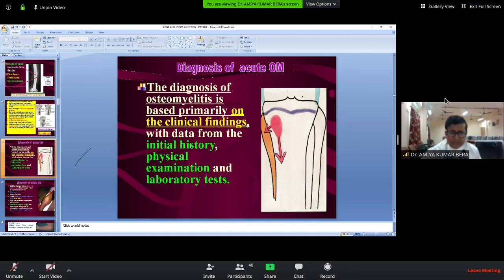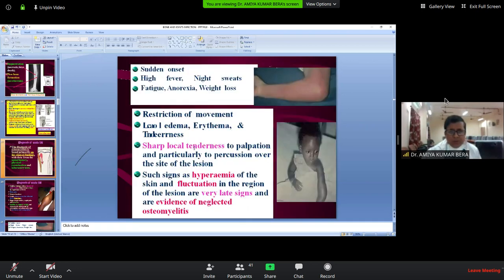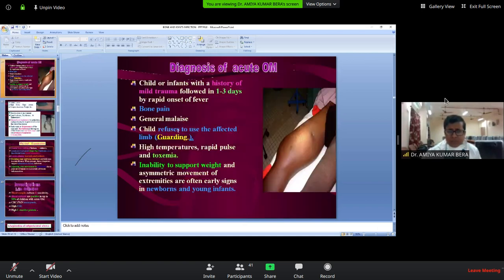Besides this, laboratory tests help us. So we can have bone pain. A child refuses to mobilize his affected limb with this sort of swelling. In this child, you can see a dimple, which basically represents an old healed sinus. If such an old healed sinus is present and there is a fresh swelling, say 2-3 days or 7 days, then it is chronic osteomyelitis with acute exacerbation.